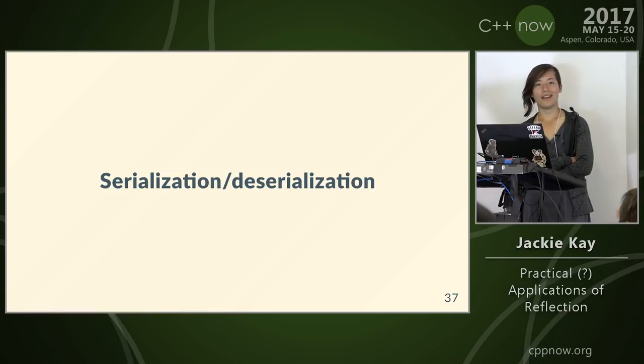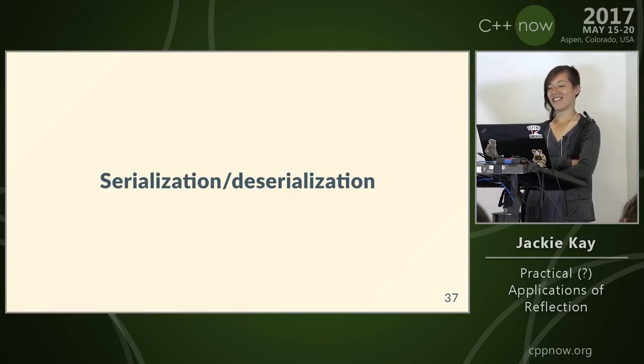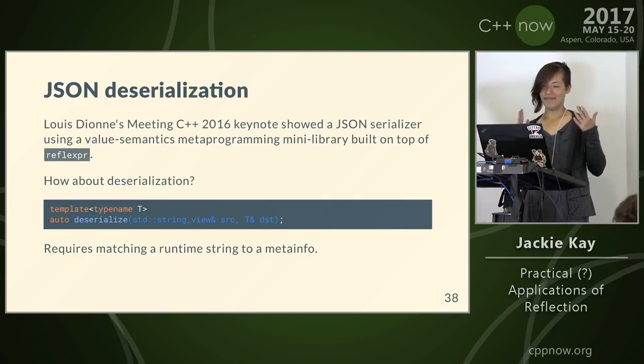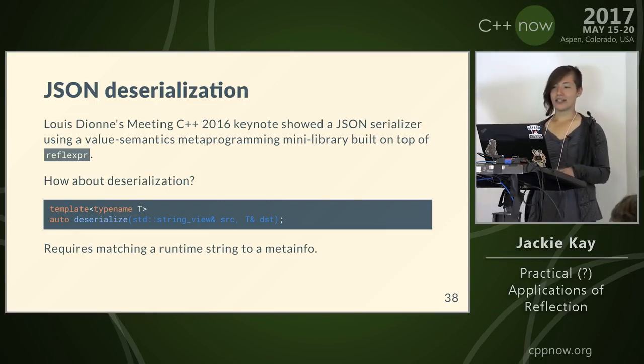Since, sorry, I don't know your name, in the audience mentioned this, it's very timely. My next example will be, how do we do serialization and deserialization? Actually, Louis at Meeting C++ 2016 in his keynote showed a one-slide JSON serializer example using value semantics, metaprogramming on top of reflection. At the time, the other proposal hadn't even come out yet. I'm going to show deserialization today, since JSON serialization with reflection has already been done.